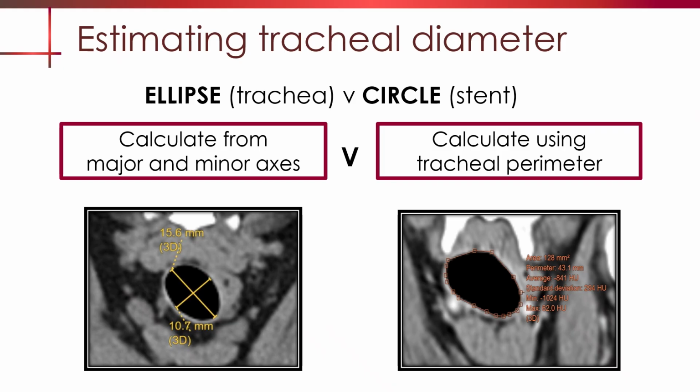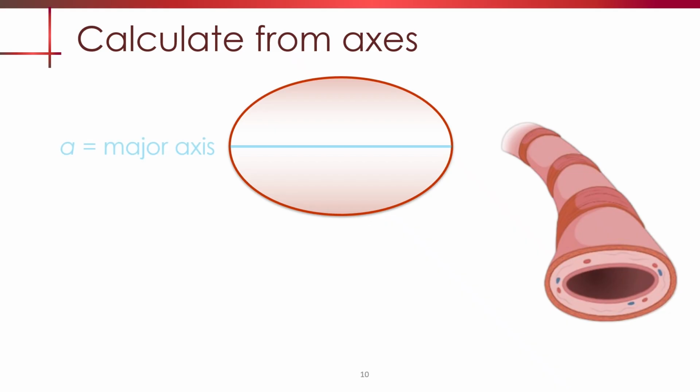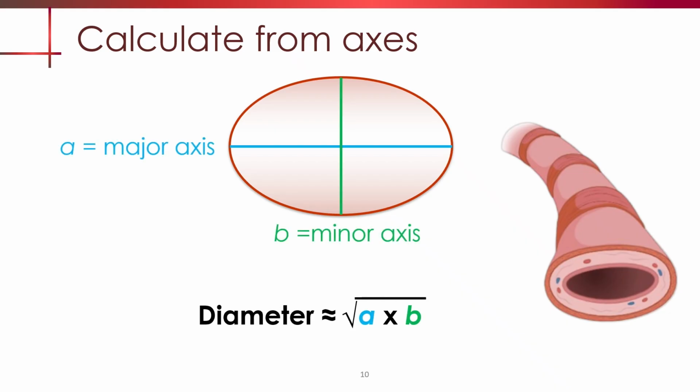To determine final stent diameter, we need essentially to convert an ellipse into a circle. This can be calculated from the major and minor axes, or image processing software may allow for measurement of the perimeter. However, an ellipse cannot be reliably transformed into a circle with the same perimeter. Calculating from the axes is therefore preferable, and the diameter is simply the square root of the product of the two axes.